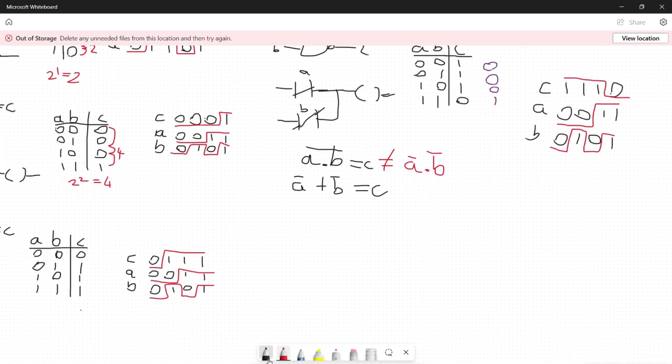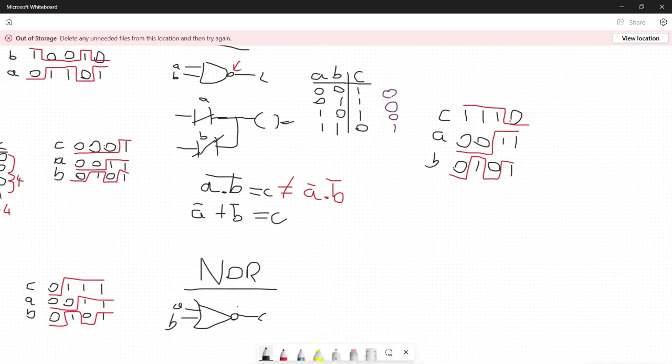And now we have our next gate, which is the NOR. As you can guess, this is a not OR. So it's going to be the same symbol, but now with an inverter. This is going to be C. No, that's not C, that's our inverter. This is going to be C. This is going to be A. This is going to be B. And now, if we go and draw our truth table again, A, B, C.